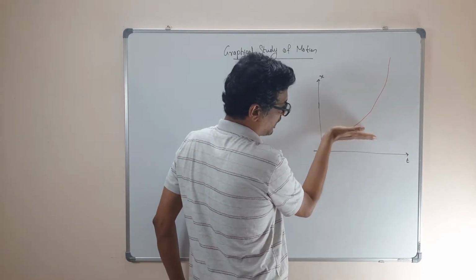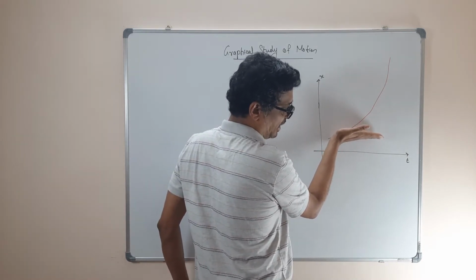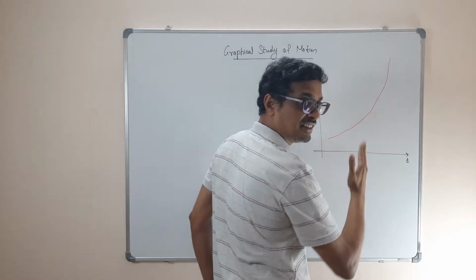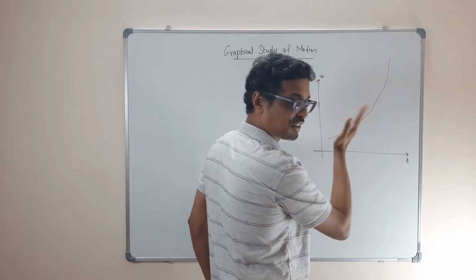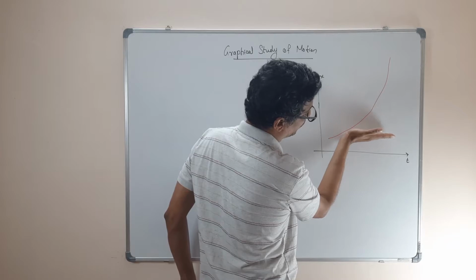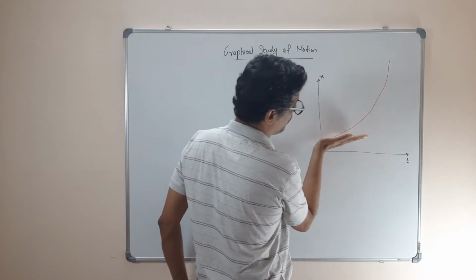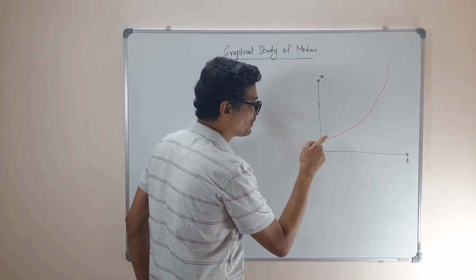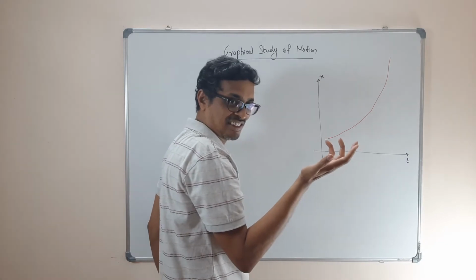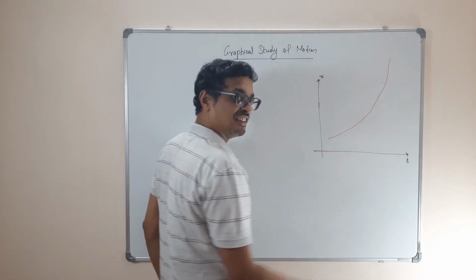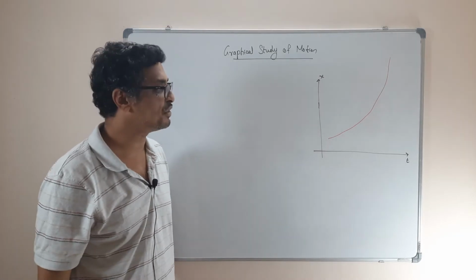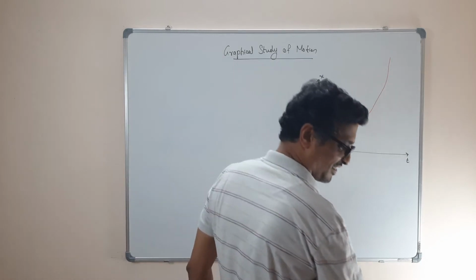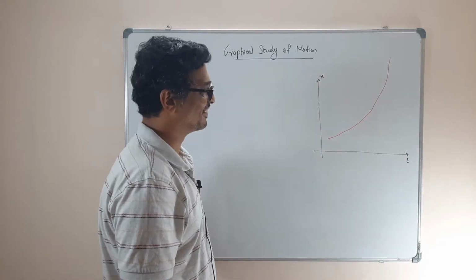The slope parallel to the x-axis is 0, and the slope parallel to the y-axis is infinity. So the slope actually goes from 0 to infinity. Am I right? Now see how the slope goes here: the slope is increasing. The slope is nothing but the velocity, so the velocity is increasing. If the velocity is decreasing, how does the plot look? The opposite type of curve, right? Think over it.